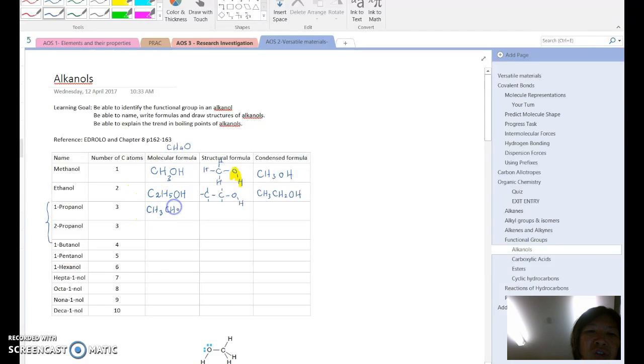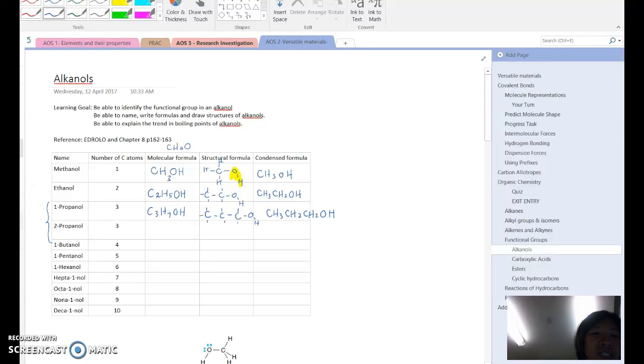CH3, CH2. Oops, I forgot we're supposed to do the molecular formula first. So which is C3H7OH. Let's draw it out. Structural formula, so C connected to a C, connected to a C, surrounded by hydrogens, and an OH on the end carbon. The condensed formula would read like this: CH3, CH2, CH2, then OH.